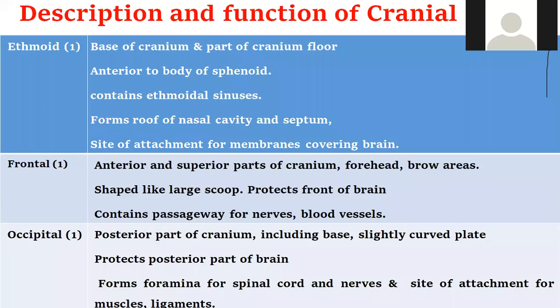It is the anterior and superior part of the cranium. Remember those anatomical terms. Anterior is towards the front, and superior is above. Then the shape is like a scoop. You know what a scoop is? Something you can use to get maybe food out of a container. It's a little bit hollow. So the shape is like a scoop. It protects the front of the brain, and it contains passageways for nerves and blood vessels.